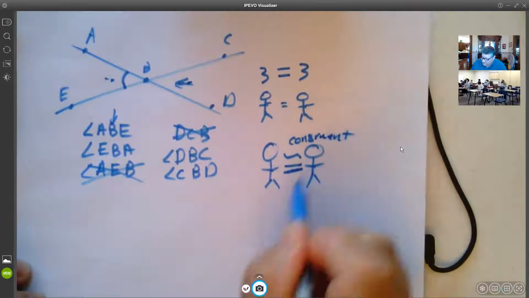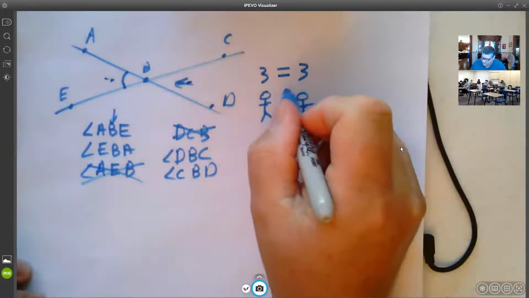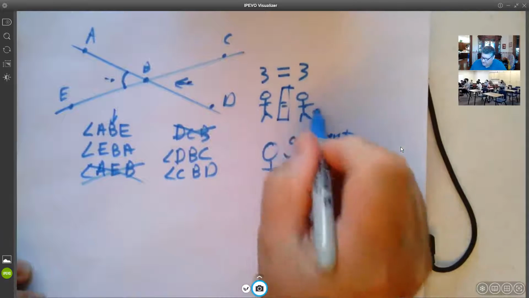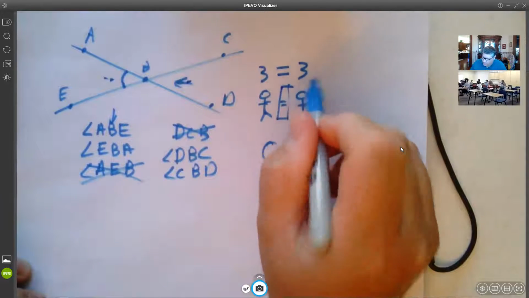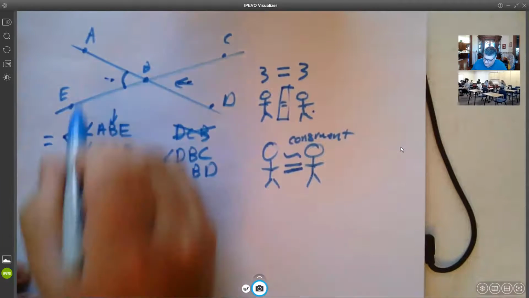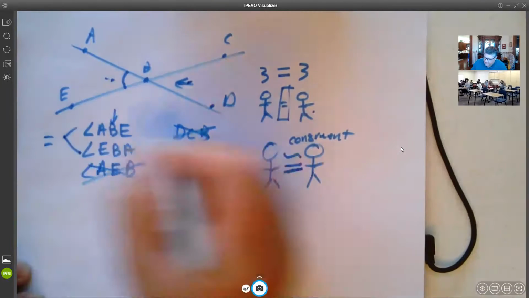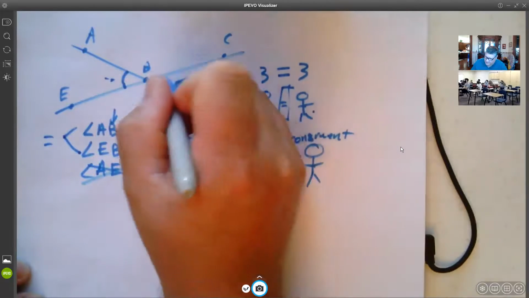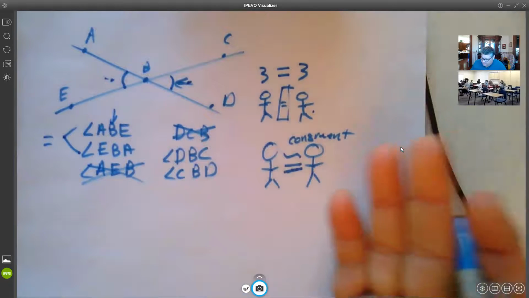So we would call these congruent, because same size, same shape, but not exactly the same person, versus if somebody's looking in a mirror, it is literally the same person. So equal would be ABE is equal to EBA, because it's literally the same angle. However, ABE and DBC would be congruent. That's going to be a key definition that we're going to use throughout the rest of the year. Congruent means same size, same shape.